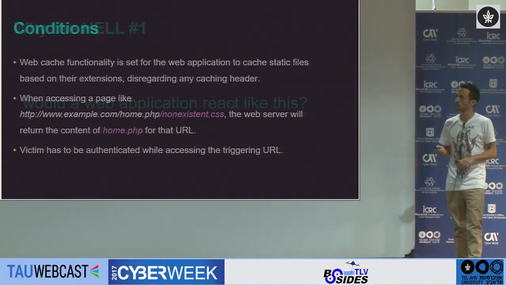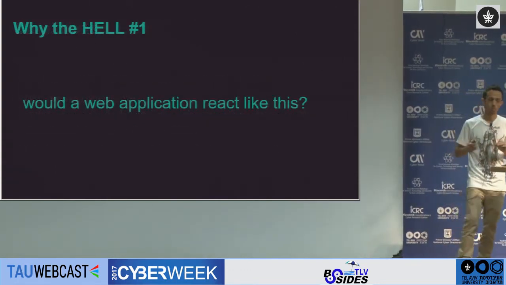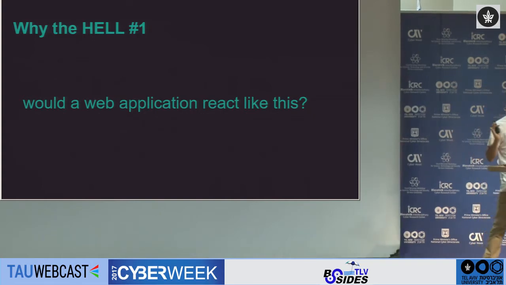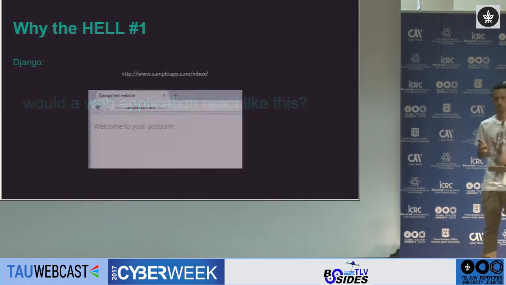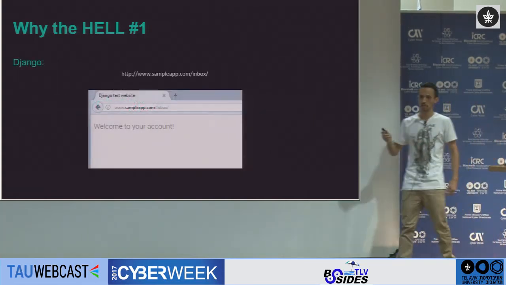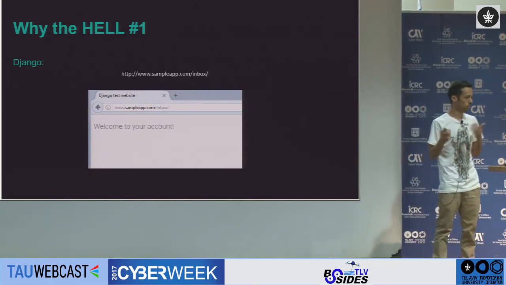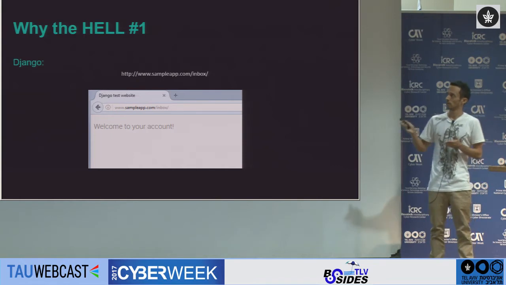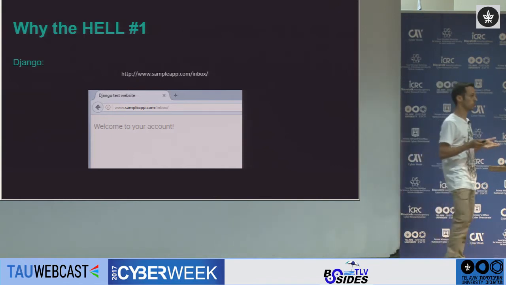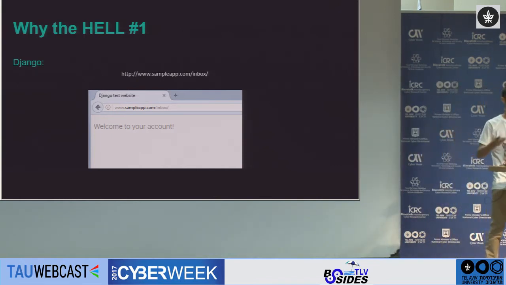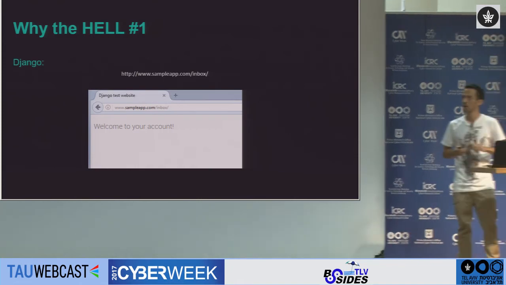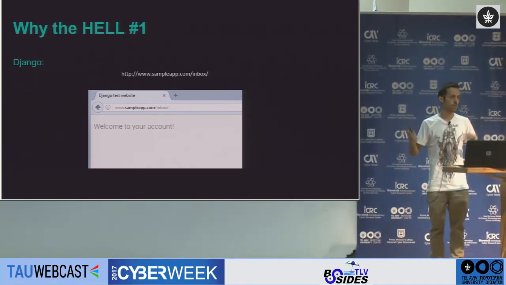The first one is: why the hell would a web application react like this? Let's see two examples. The first one is using Django. Here you see a simple web application I built using Django. There's an actual page called inbox, which presents the content of your inbox, account, whatever. This is just a standard application.